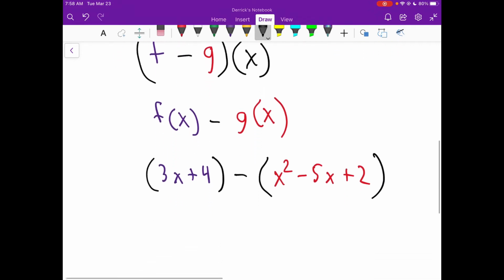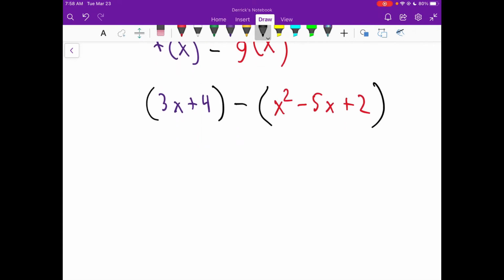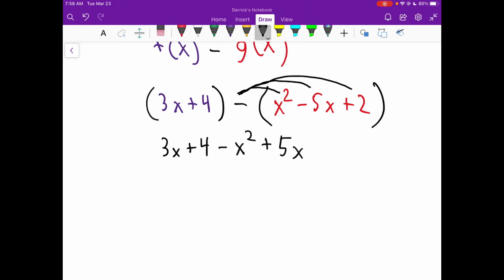So really the only special thing with this one compared to the addition is if we are subtracting the entire g of x function, then we want to make sure this negative is being distributed to every single term from the g of x function. Meaning what we're really doing here is taking 3x plus 4 minus an x squared plus a 5x because of the double negative, and then minus 2. Once we've done that, it is pretty much going to be the same the rest of the way as the addition. We just want to combine our like terms.